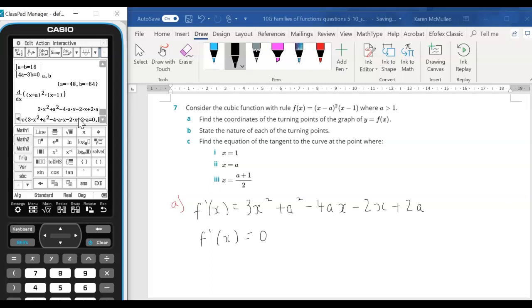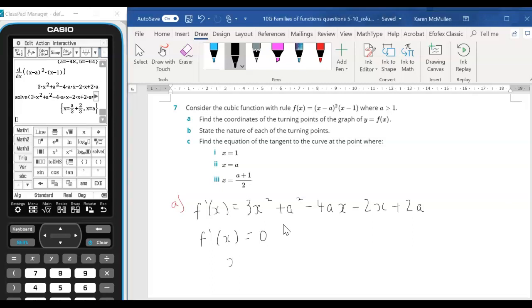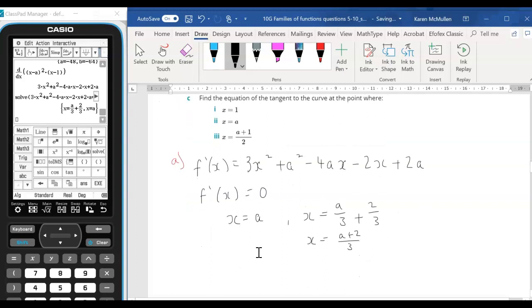And we're solving for x. So that means we have x equals a first, and then the other one is x equals a over 3 plus 2 over 3. I really feel like I've done this question. All right, and I'm just going to simplify that to a plus 2 over 3. So we've just found the x coordinate.